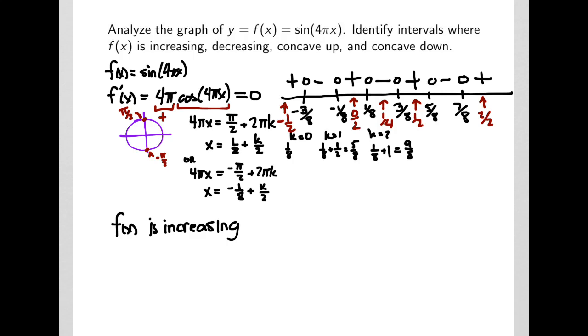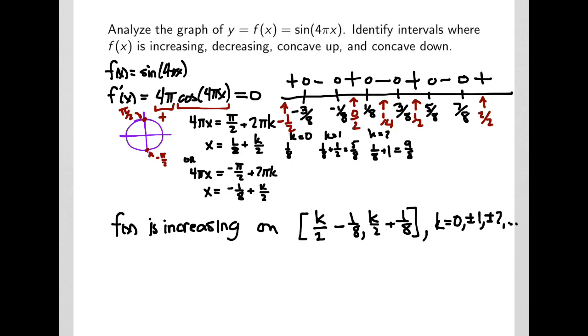Then I can think of each of those intervals as looking like an integer half, so k halves, minus an eighth to an integer half plus an eighth, where k is 0, plus or minus 1, plus or minus 2, and so on. And my function is decreasing. Now we have to think about how to describe those others.